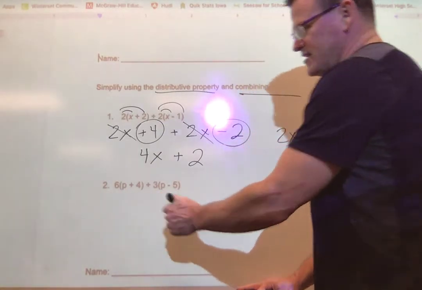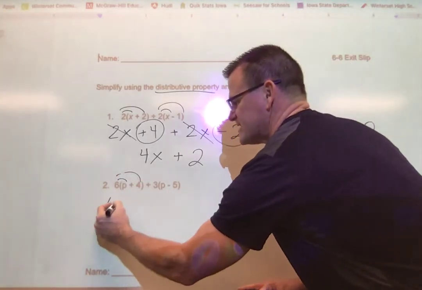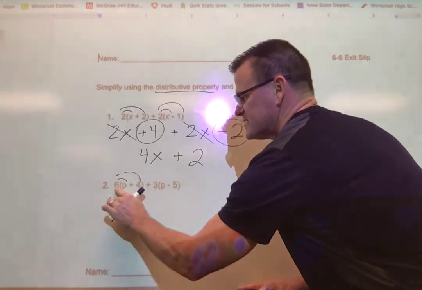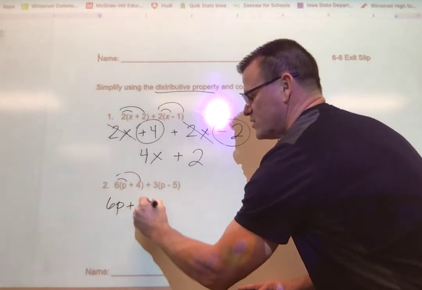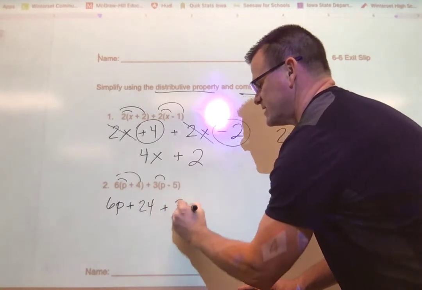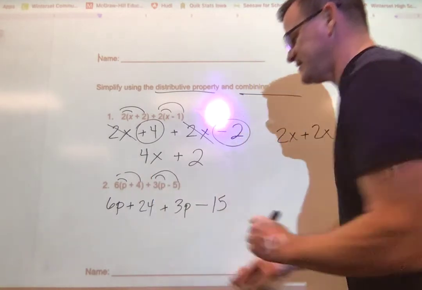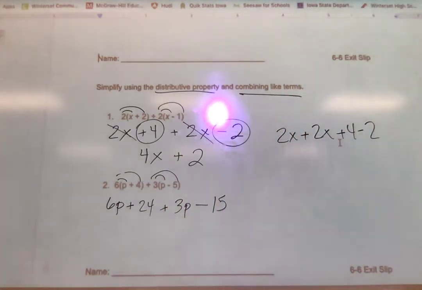So same thing down here, let's distribute. I'm going to take the 6 and distribute it through. So you've got 6 times p plus 6 times 4 is 24, plus 3 times p is 3p, minus 3 times 5 is 15. Don't forget to distribute it all the way through the parentheses.